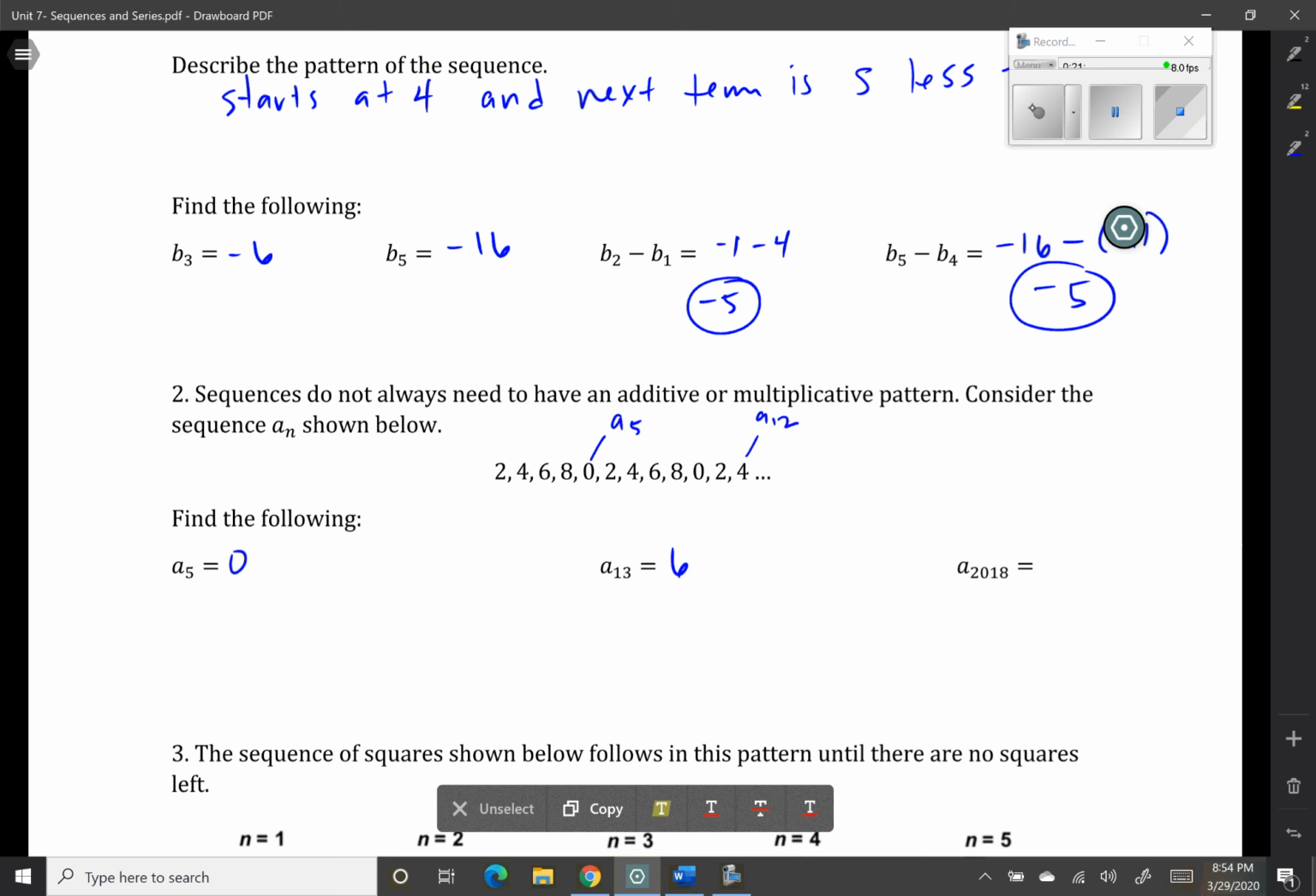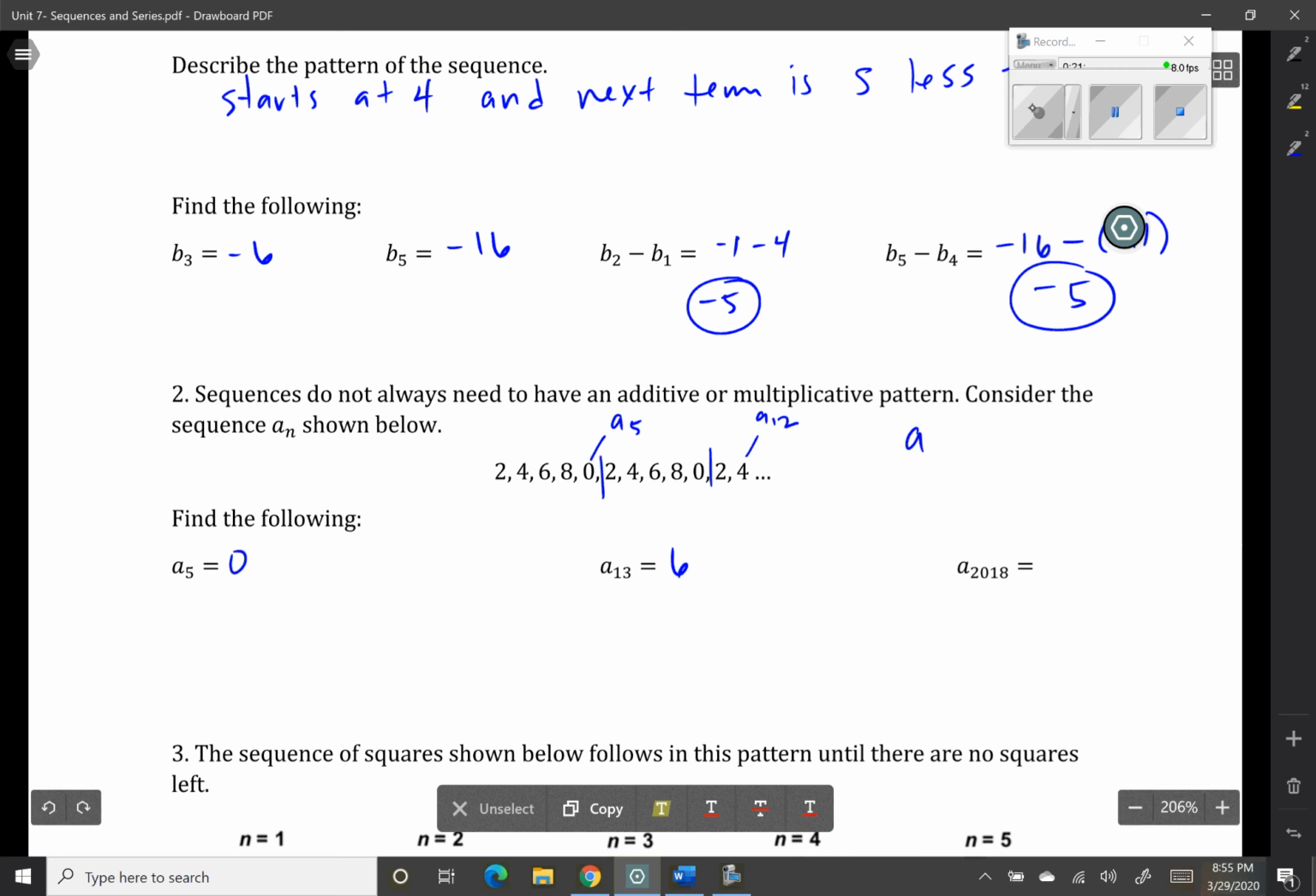Then comes the big question. Can we find the 2018th term of this sequence? So since this sequence comes in sets of 5, right? Every single set of 5, the sequence repeats itself.